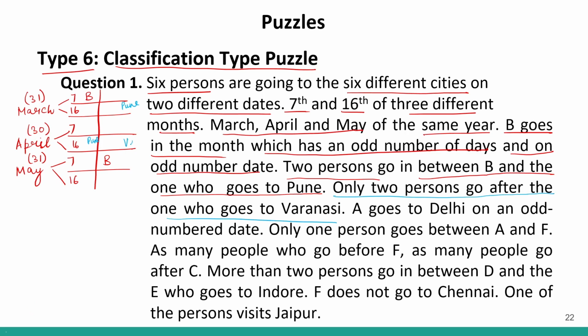Okay. Now, only 2 people go after the one who goes to Varanasi. That means Varanasi has to be here, because only 2 people go after Varanasi. That means this is eliminated. The first one is eliminated.